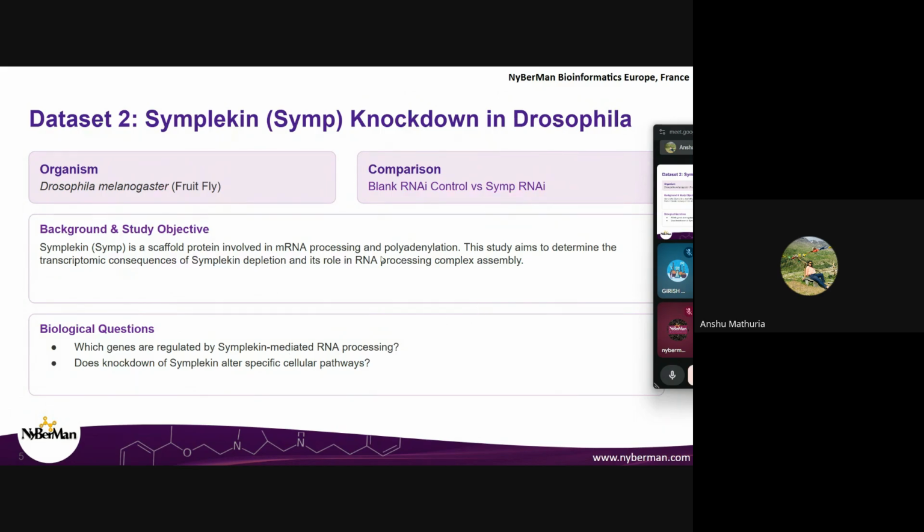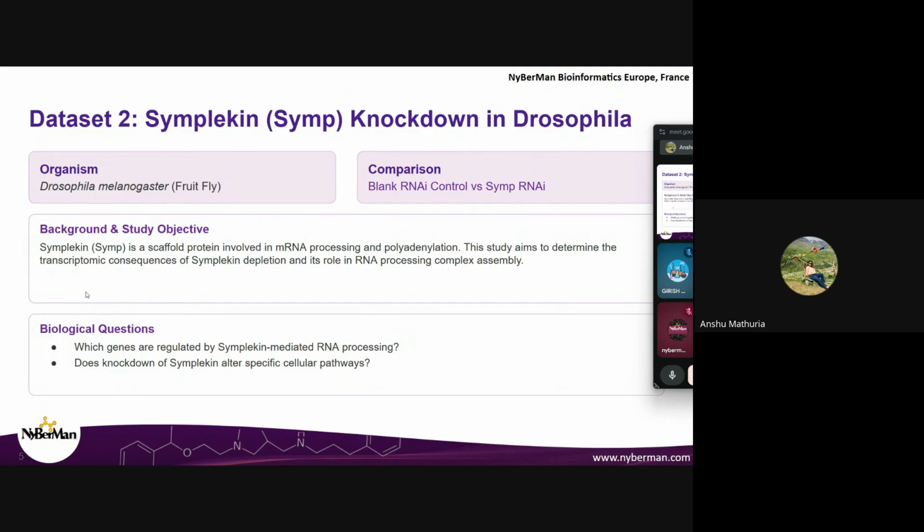So they both somewhat perform a similar thing, but they're structurally a little different in function. In CPSF73 that we just studied before, it was directly participating in the cleavage so that mature mRNA is produced. Symplekin is not doing that. Here, symplekin is acting as a structural component that is helping in the assembling of the RNA complexes. So the major difference is this.